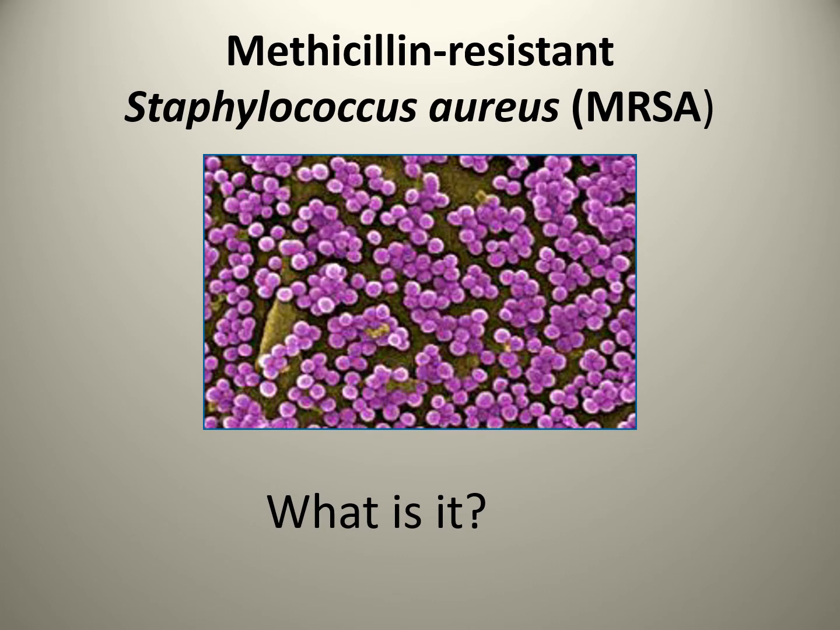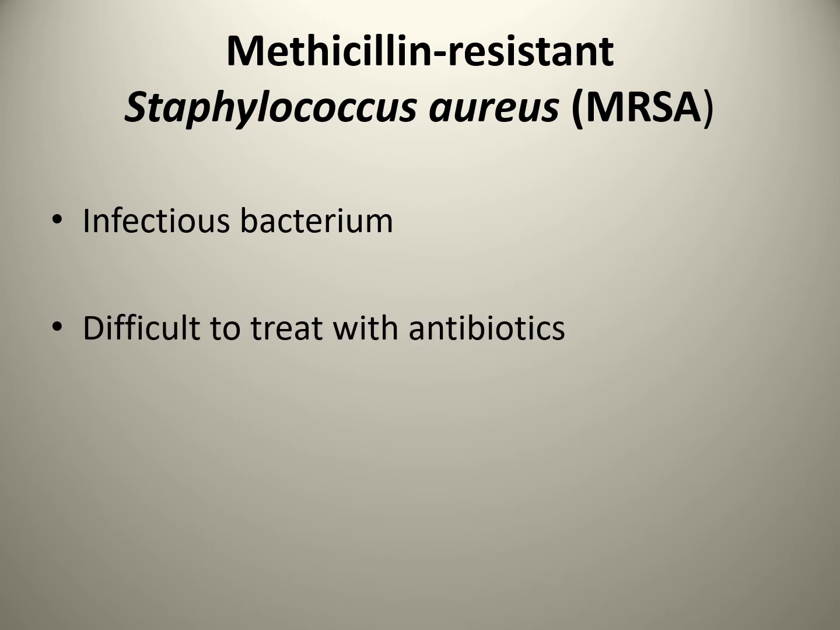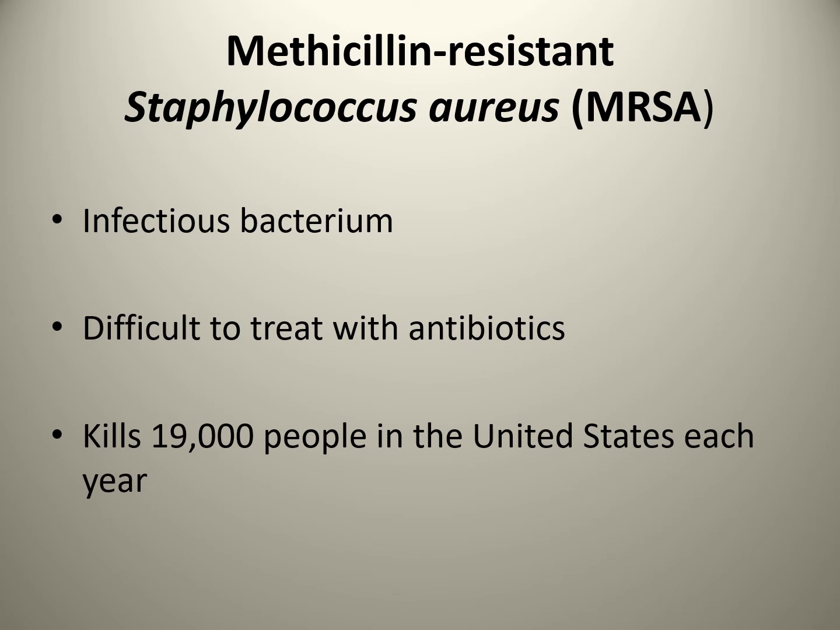Okay, so we've talked a lot about these bacteria. So what actually is it? The one that we talk about most in this chapter is methicillin-resistant Staphylococcus aureus, or staph, as it's commonly referred to. Methicillin-resistant staph is specifically called MRSA. And you might have heard about it before. But basically, it's an infectious bacterium. It's very difficult to treat with antibiotics, and it can kill you. It kills about 19,000 people in the US each year.